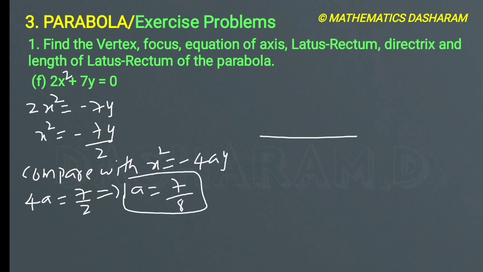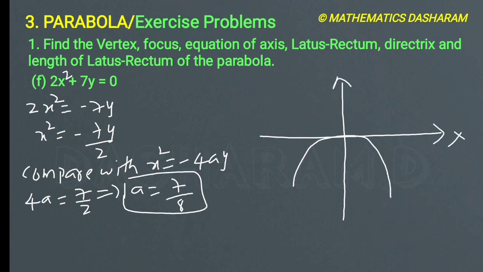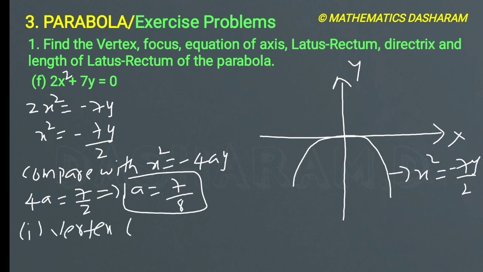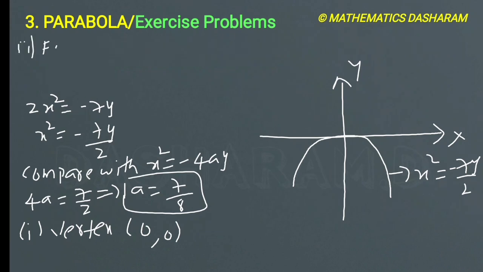Let's draw the diagram. It is a downward parabola shape. Here x-axis, y-axis, and its name is x square equals to minus 7y divided by 2. In this case the vertex is the same, the origin is the vertex, so that is 0 comma 0. Next, the second one is the focus, that is the fixed point. Here the fixed point is 0 comma minus a, so it equals 0 comma minus 7 by 8.